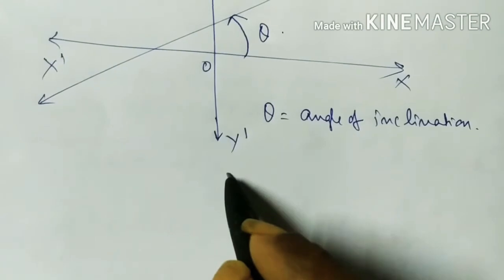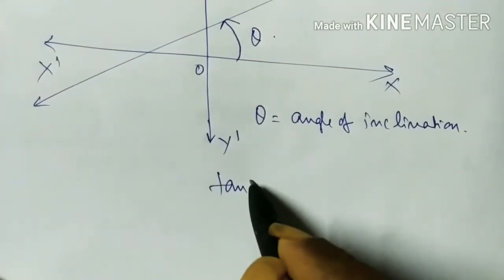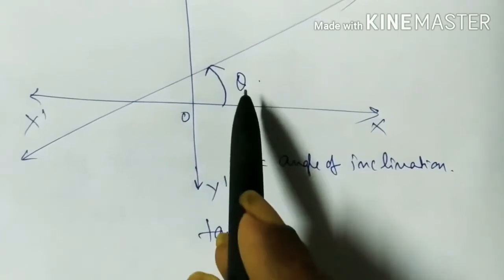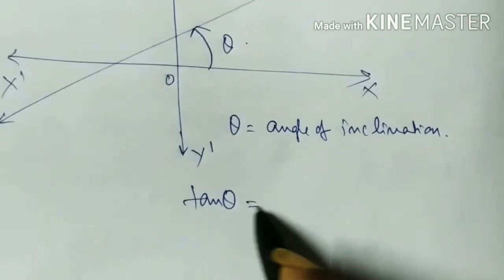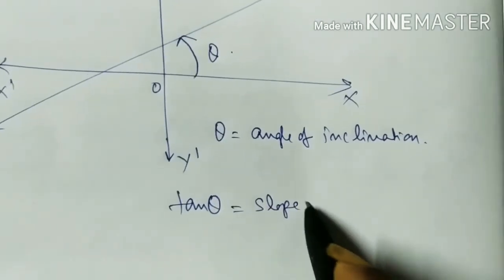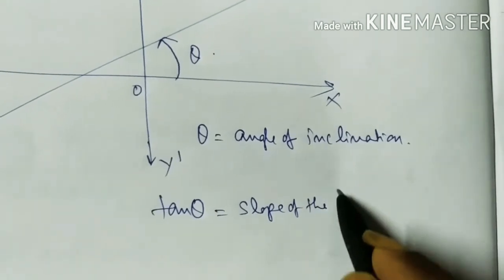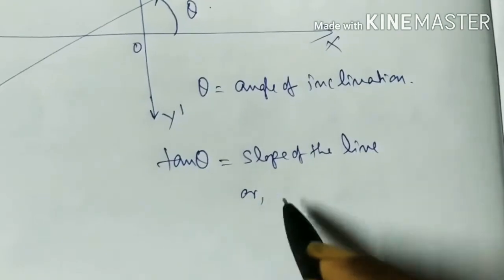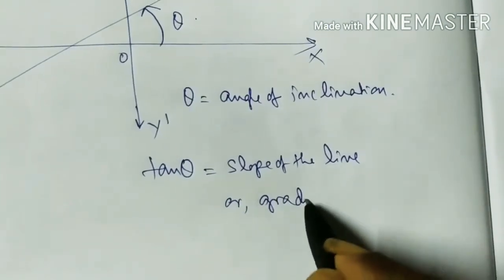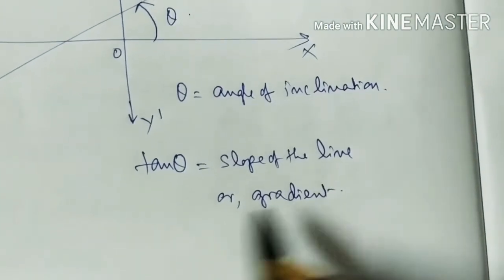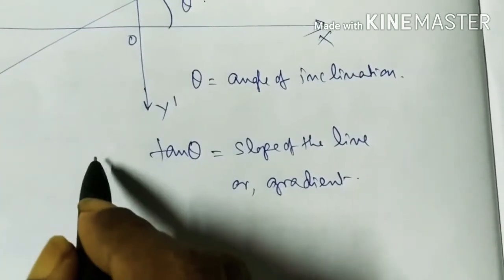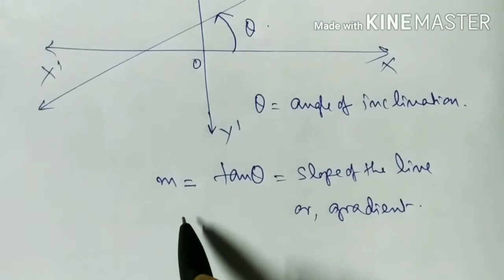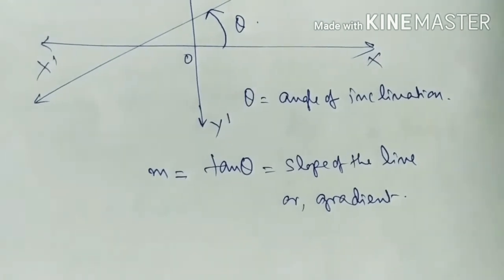And if we take tan of this angle theta, then this is called the slope of the line, or you can say gradient. And this tan theta is represented by a small letter m.